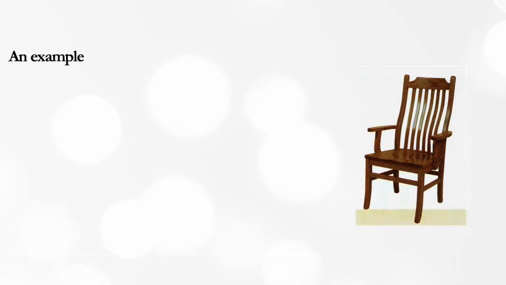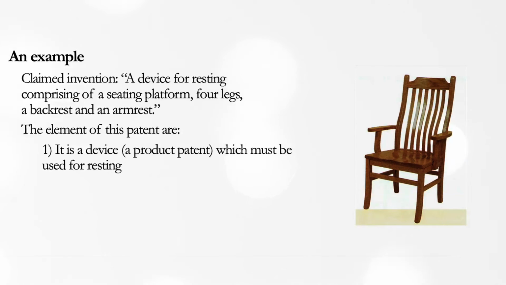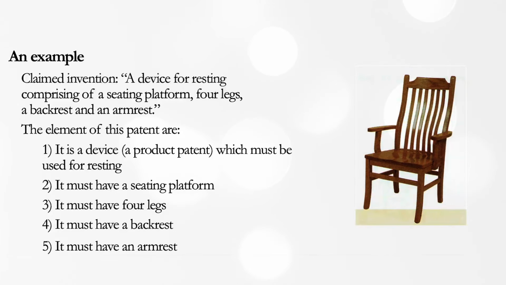Let us take a claim regarding a chair. It would read as a device for resting comprising of a seating platform, 4 legs, a backrest and an armrest. The elements of this patent would be a device which must be used for resting. This means that it is a product patent. It must have a seating platform, it must have 4 legs, and it must have a backrest. It also lastly must have an armrest.